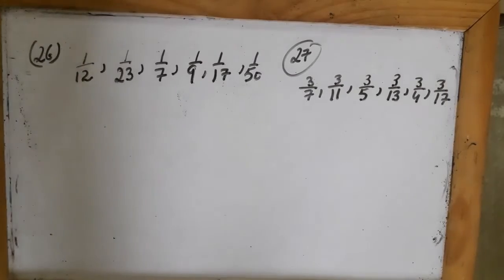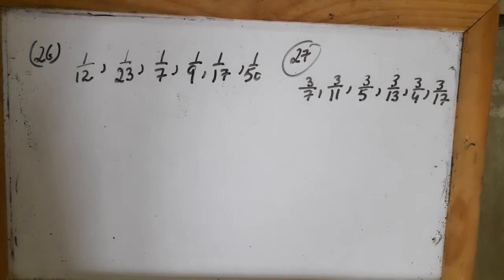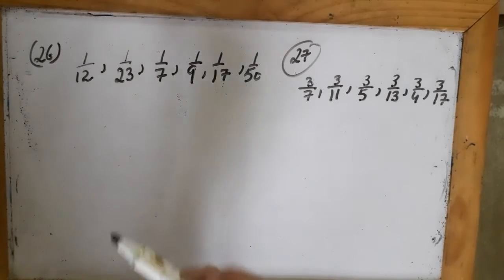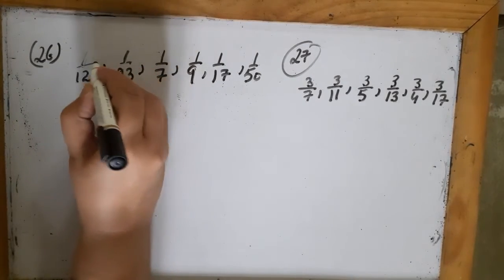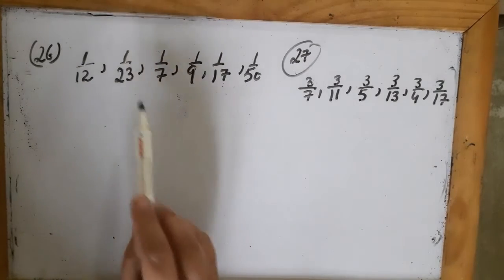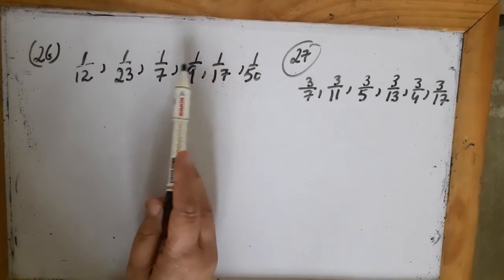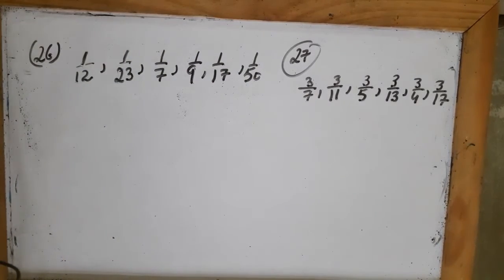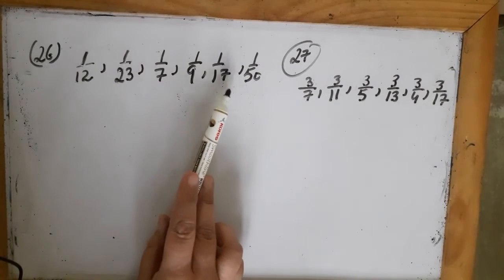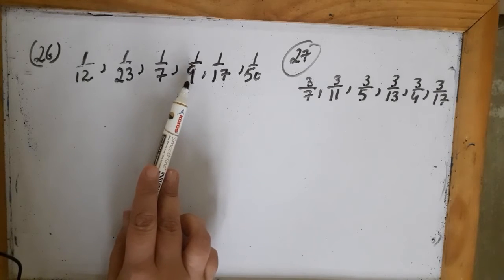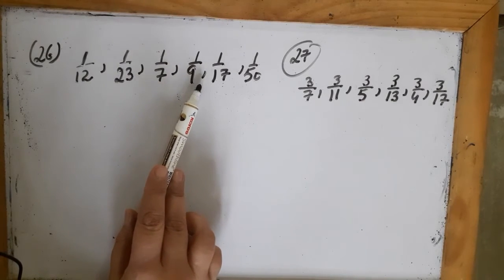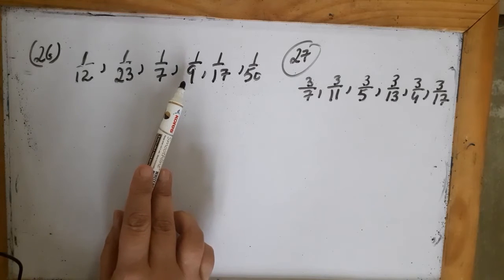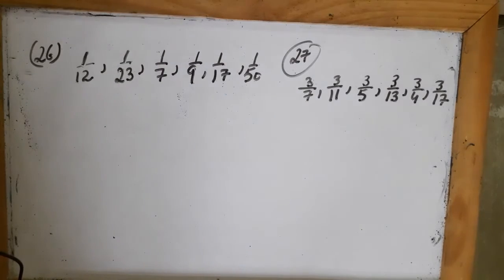Class, now the 26th question and 27th question, these both you have to arrange in descending order. As you can see in this 26th part, all of them have the numerator 1. While doing the 4th and 5th question, I gave you a rule that when the numerators are the same, we look at the denominators, and the smaller denominator makes the bigger fraction.